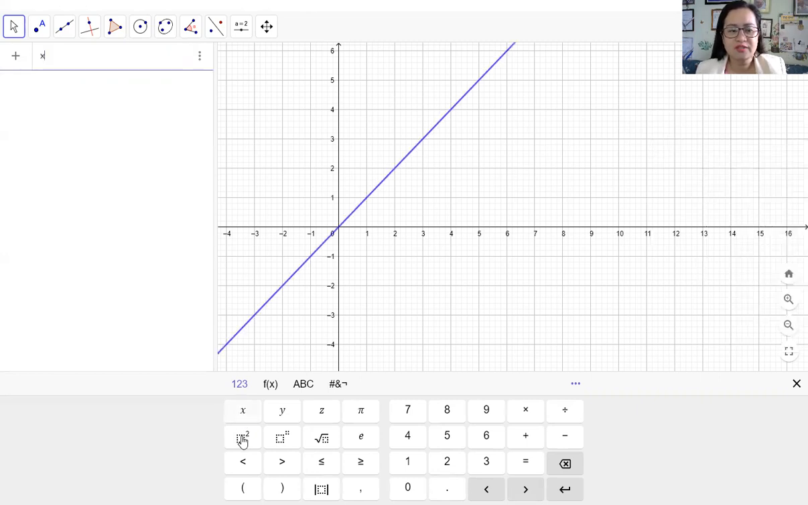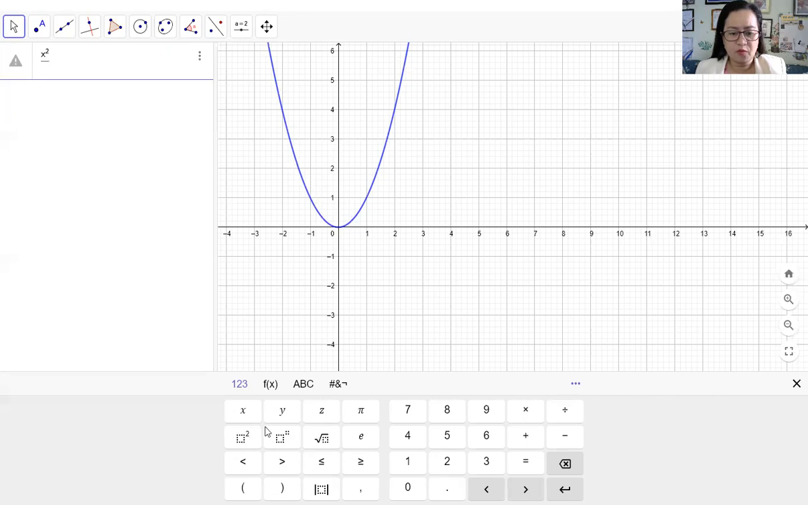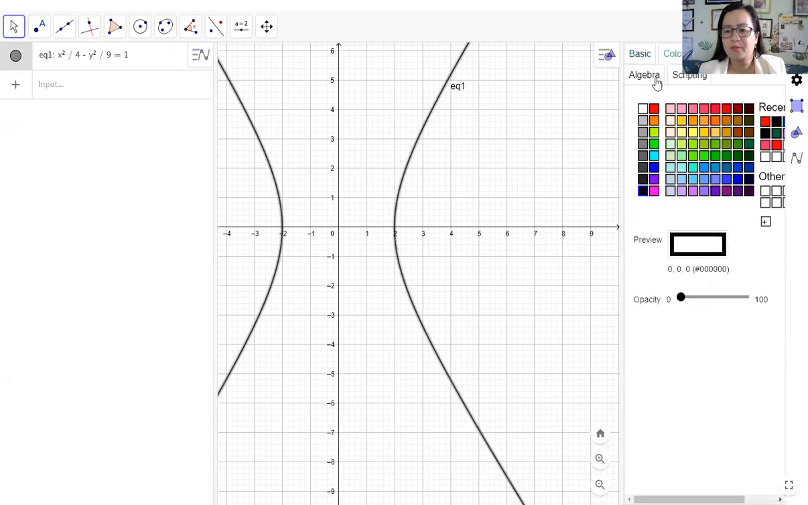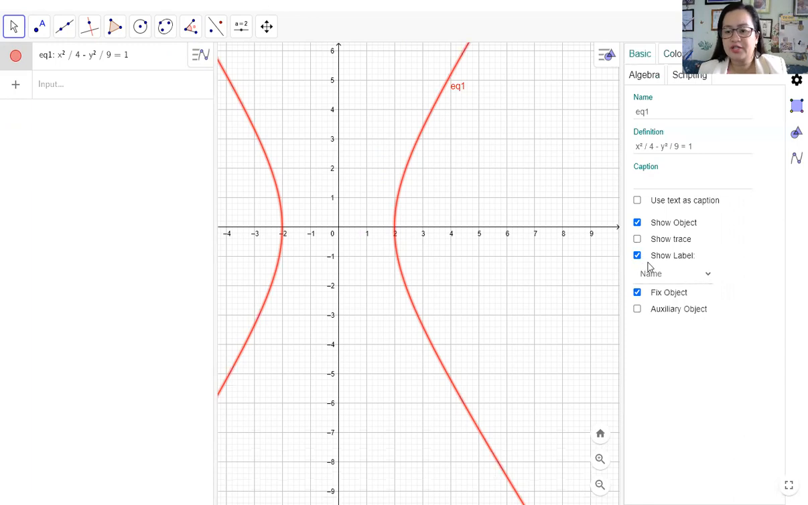So we have x squared over 4, then minus y squared over 9 equals 1. So automatically it gives us the graph of the hyperbola with the given equation. Okay, so now let's start identifying the other characteristics of the given hyperbola.